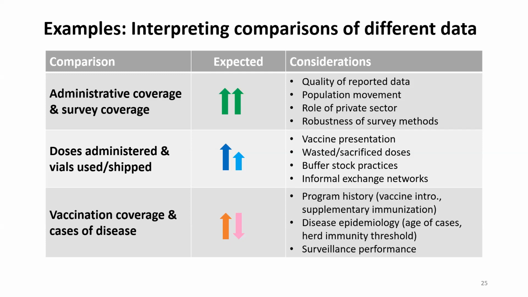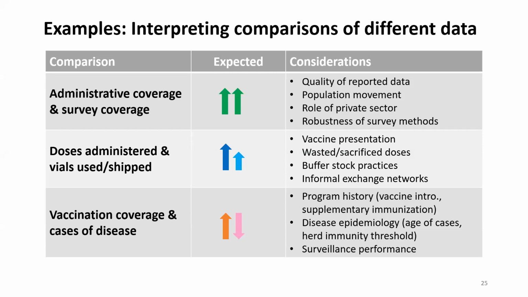The second example here is looking at coverage versus stock data. So doses administered as coverage and vials used and shipped from stock data. And again, what would we in an ideal world expect to see? Well, those may not be exactly equal, but you would expect them to generally be going in the same direction, right? And again, there are considerations for this here.